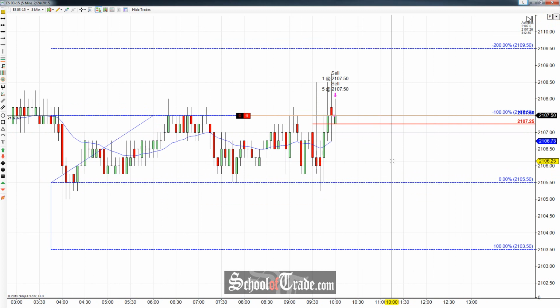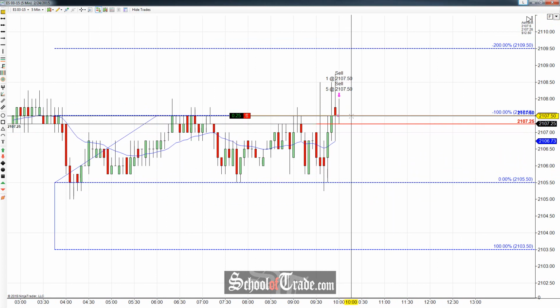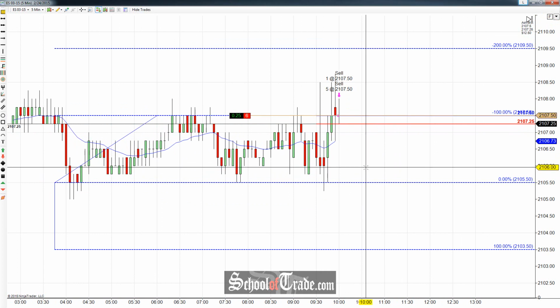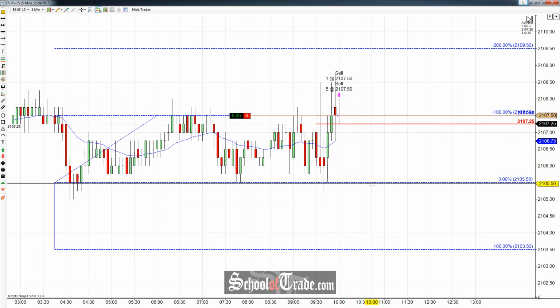Today we're going to be taking a look at a short trade off the consolidation highs here on the S&P. Now the first target is just going to be back down to the lows. So we're short at the highs, 2107.50. Lows is going to be down at 2105.50.